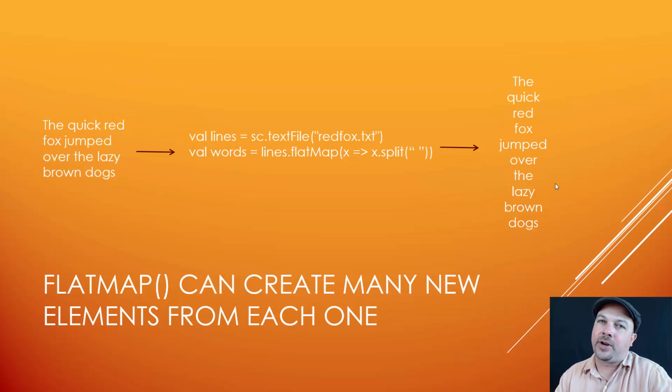Now, in contrast, flatmap can generate many lines from one input line, or 0 lines even. Sometimes you just might want to throw data away as it comes in. So let's look at this more interesting example.